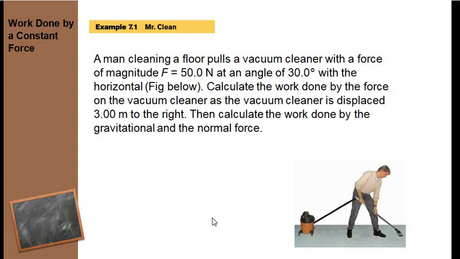Here we have another direct example. Mr. Clean, a man cleaning a floor, pulls a vacuum cleaner with a force of magnitude F equal to 50 Newton at an angle of 30 degrees with the horizontal, and it's clear that the displacement of this vacuum cleaner is horizontal. The question is, calculate the work done by the force on the vacuum cleaner as it is displaced by 3 meters to the right, then calculate the work done by the gravitational and normal force. Also, please stop this video, make your calculation, then compare your answer with the right one.